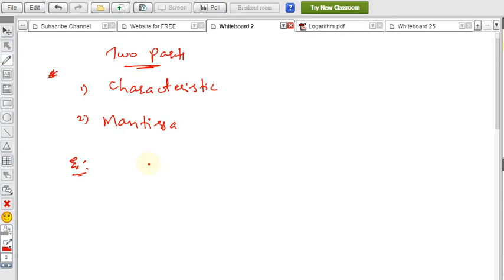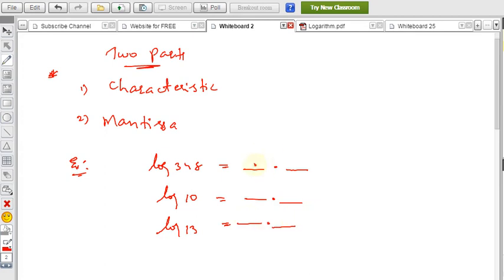For example, if we take log of any value, for example log 348, or log 10, log 13, any value, if we find it out, there is an integral part, some number, then a point and decimals. So the integral part is the characteristic and the decimal part you can take as the mantissa.